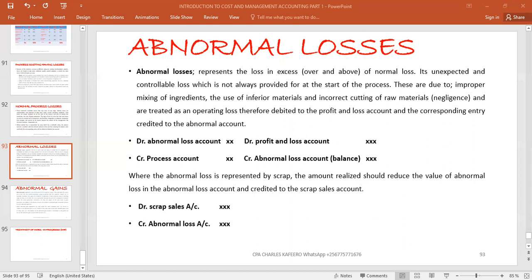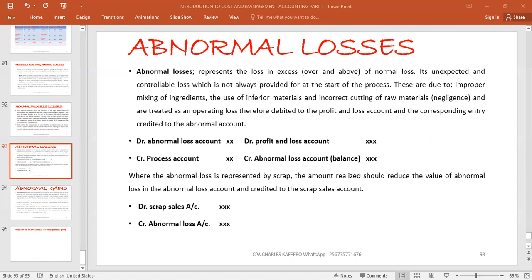The other one, we have use of inferior materials. You buy, since you want to save costs, and you find that you've bought low quality materials, which is going to cause you to buy more of the materials, and you get less of the output. Those are the things which are causing the deviations.